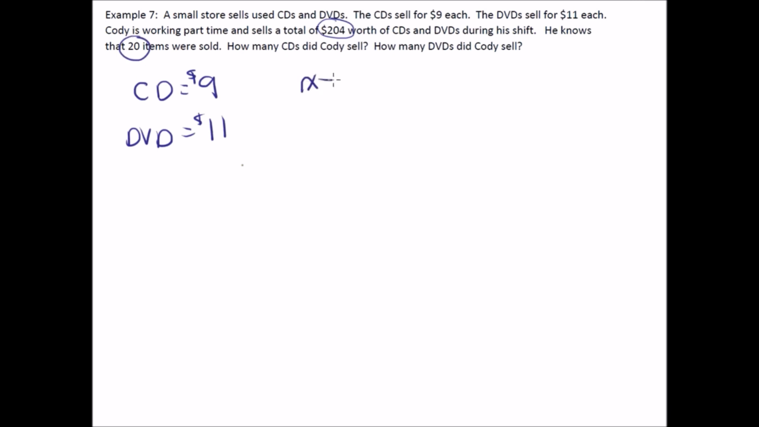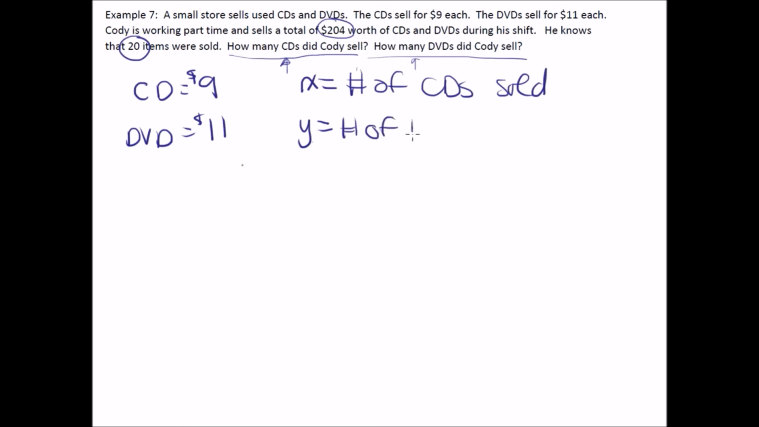Okay, so let's start with two different variables. We need to find out how many CDs did he sell and how many DVDs did he sell. So X and Y are actually going to pertain to these two things. Number of CDs sold, and then also the number of DVDs sold. Right here, we know that we sold 20 items altogether, so simply x + y is going to have to add up to 20. Number of CDs and the number of DVDs equals 20.